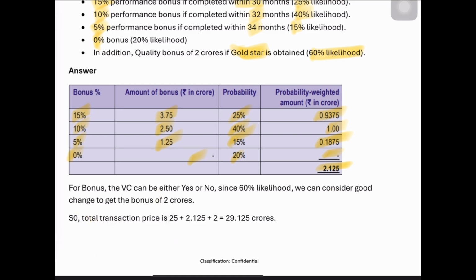So in that case, we can include the bonus also in the variable consideration. The total consideration would be your base value of 25 crore, 2.125 crore relating to incentive, and 2 crore relating to bonus. So altogether 29.125 crores is the total transaction price.